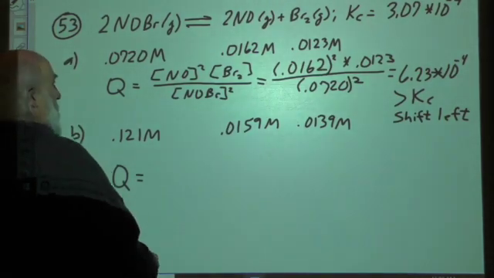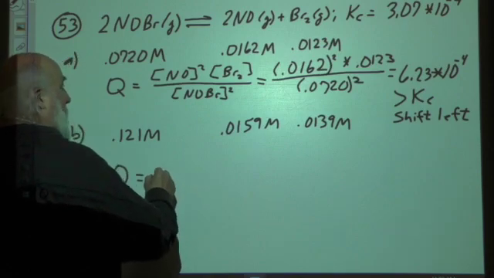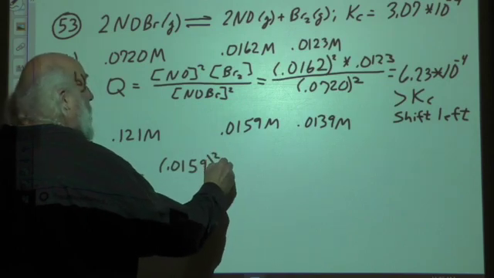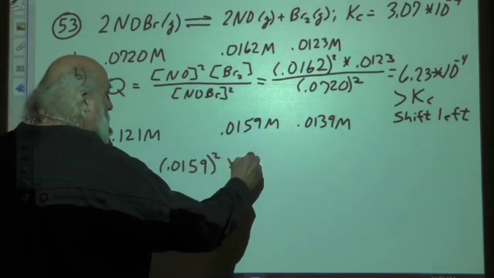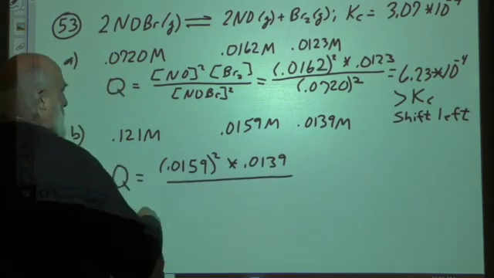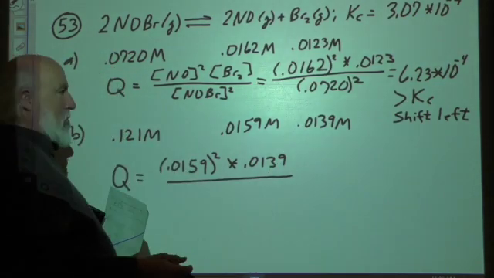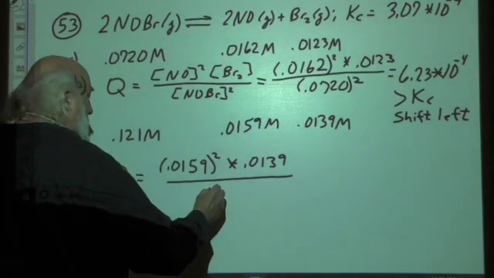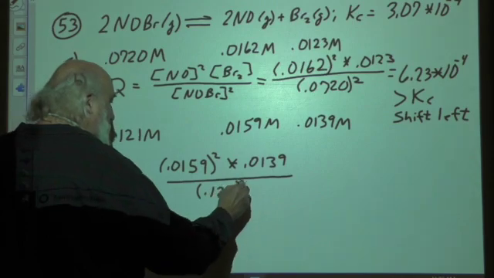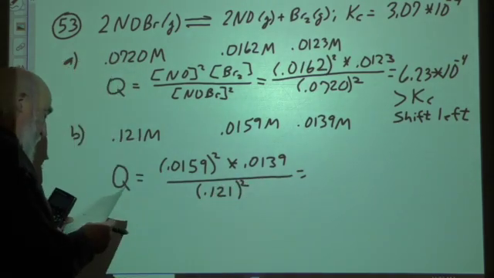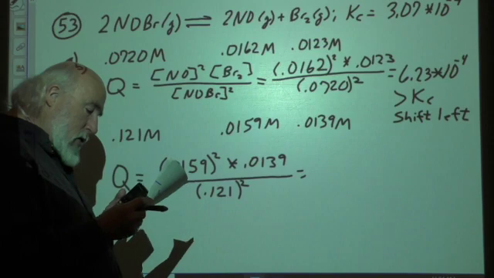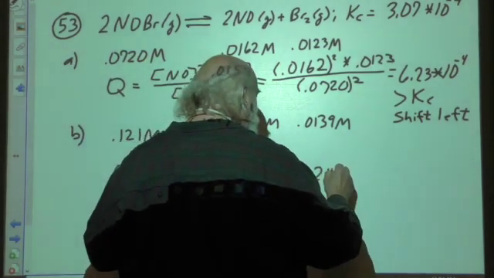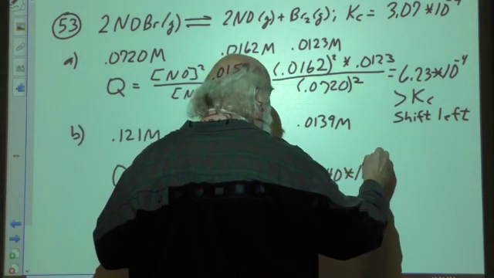Do the same thing here. This is going to be 0.0159 squared times 0.0139. I don't put labels there because we don't have labels in the answer, so you don't have to worry about that for this. And then the denominator is 0.121, and that's squared. So I punched that in my calculator, and when I got it off the floor, I saw that the answer for that was 2.40 times 10 to the negative 4.